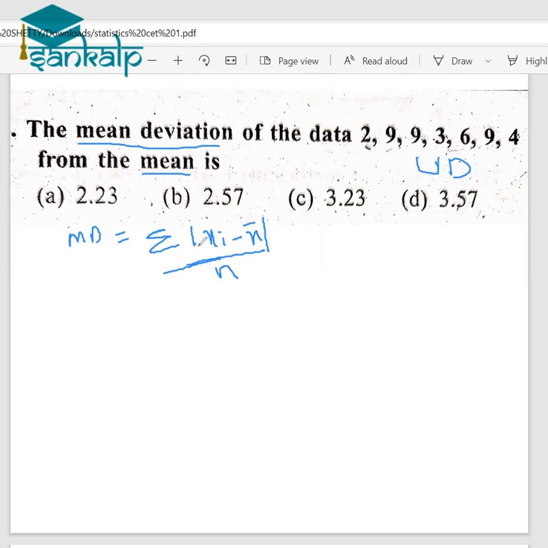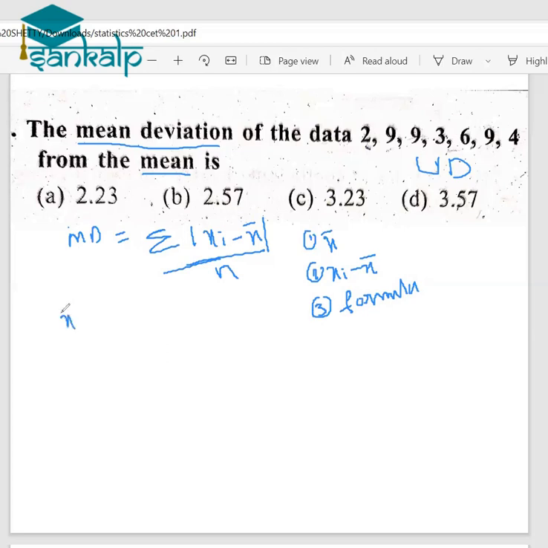In this formula, we need to first calculate the mean, the value of x bar. Second, we need to calculate xi minus x bar, and third, make use of the formula. One by one, first we will calculate the mean.